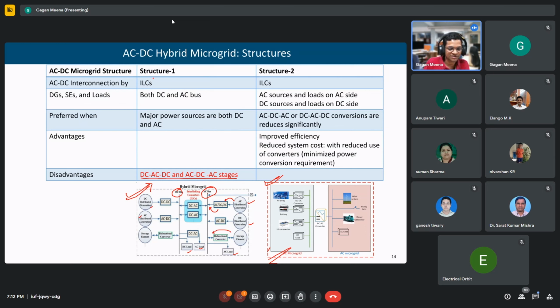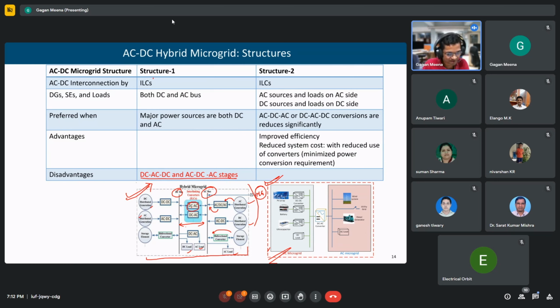Storage is bidirectional. So these DC and AC buses are connected by these interlinking converters. DC, AC, and these are bidirectional converters to have bidirectional power flow. And this entire microgrid is connected to the main grid here. So the entire microgrid can be islanded. Then they will have to operate on their own.